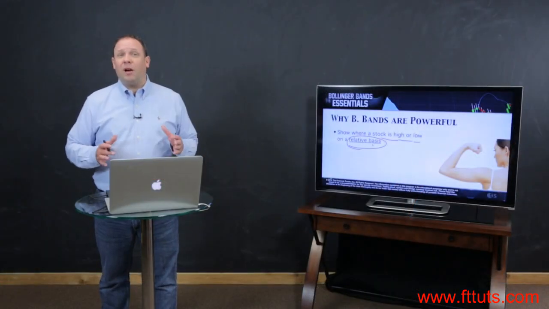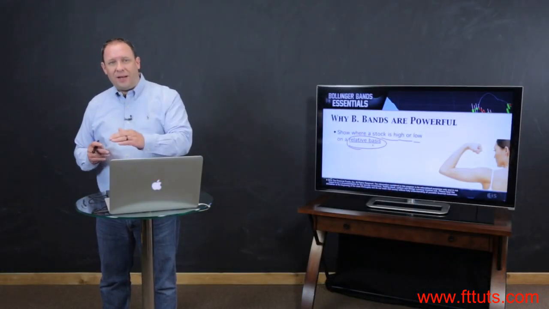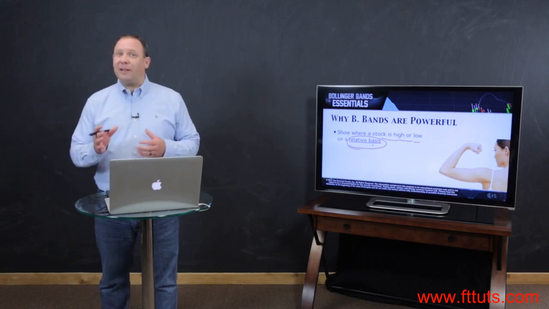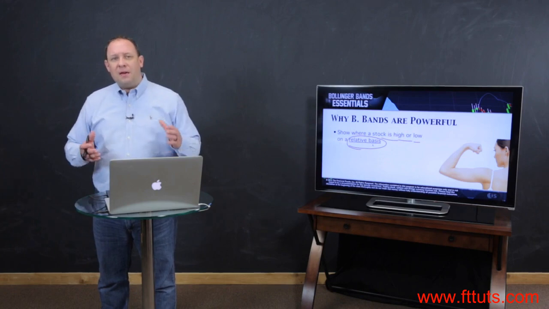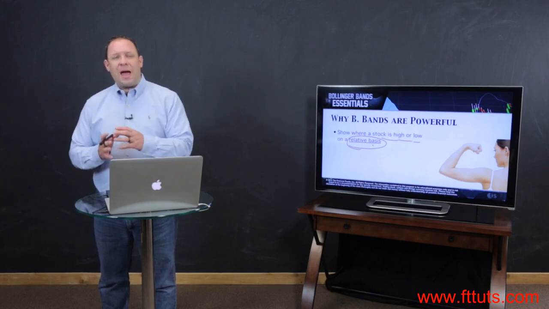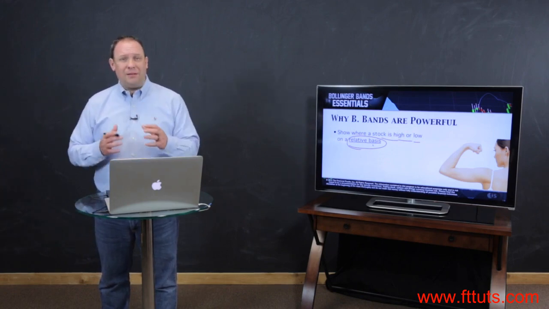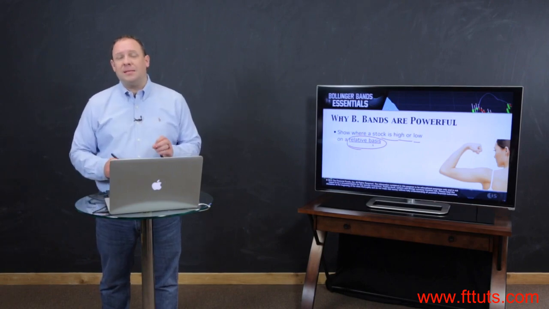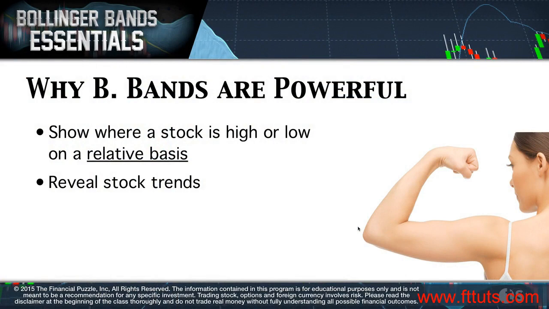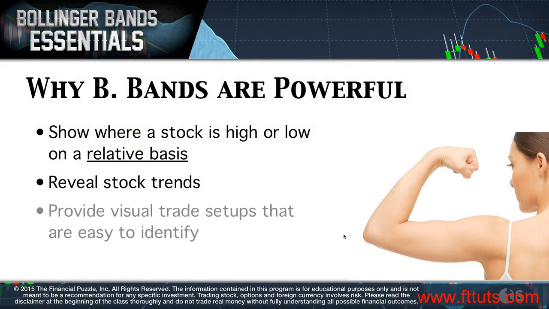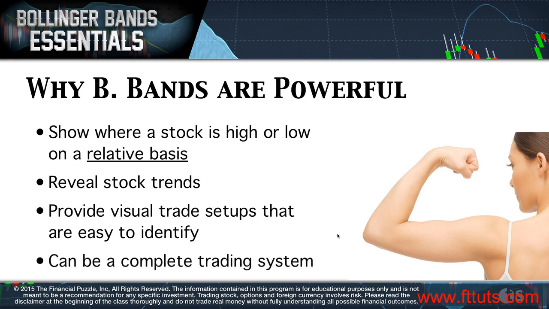Because unlike so many of our other analysis tools, which are very definite, the Bollinger Bands are very flexible. If the stock is really high, the bands really expand to go with that. If it's really low in volatility, it really contracts to go along with that. So it's a very relative tool, and that's one of the things that makes this tool so powerful for us. It's a very, very powerful way of looking at your stocks. It reveals stock trends, and it also provides a very visual way to look at trade setups that are very easy to identify.